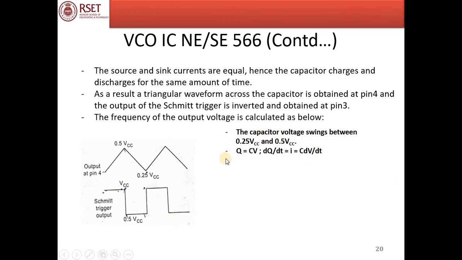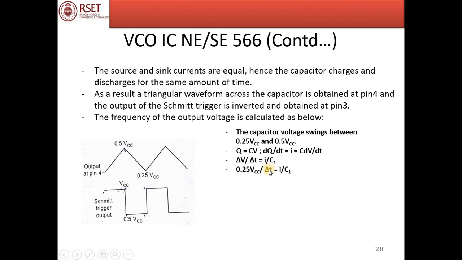For a capacitor, Q is equal to CV, so dQ by dt, that is I, is equal to C into dV by dt. So dV by dt, or delta V by delta T, is I by C1. Here, C is C1. So what is delta V? The capacitor voltage changes from 0.25 VCC to 0.5 VCC. So the change is 0.5 VCC minus 0.25 VCC, that is 0.25 VCC, and let the time taken be delta T for this change.